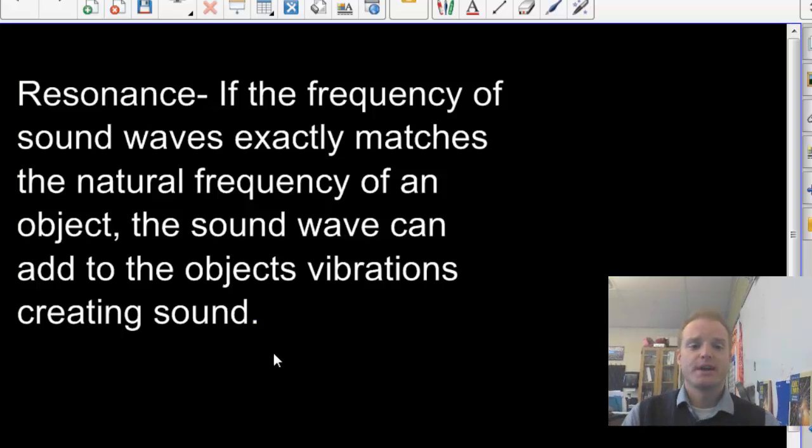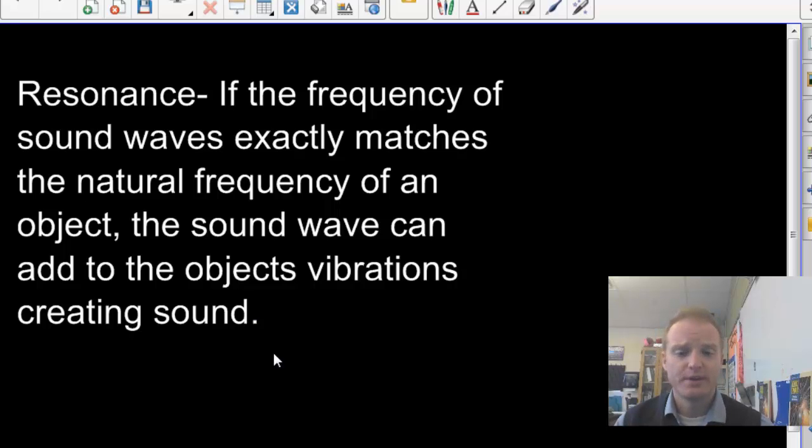Now, the last two things here, guys, are some ideas of how sound is used or what sound can do. This first one is called resonance. Resonance is the idea that if the frequency of sound waves exactly matches the natural frequency of an object, the sound waves can add to the object's vibrations, creating sound. Believe it or not, every solid vibrates. Those molecules inside are vibrating in place at a certain frequency, back and forth so many times per second.